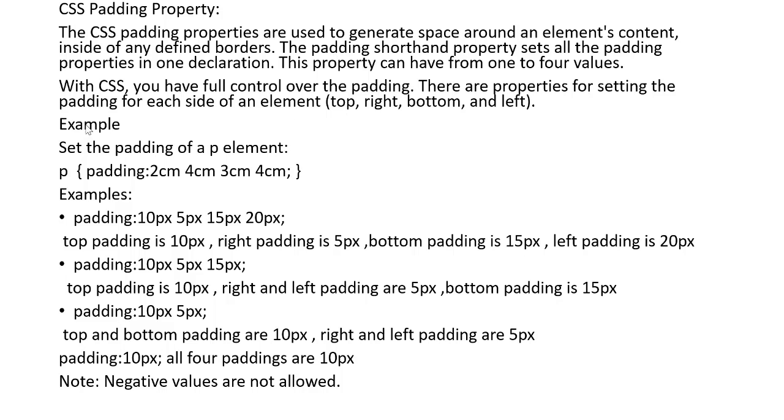Example, set the padding of a P element. Paragraph element, padding 2 cm, 4 cm, 3 cm and 4 cm. Example, padding 10 pixel, 5 pixel, 15 pixel, 20 pixel. In this example, top padding is 10 pixel, right padding is 5 pixel. Top, right, bottom, left. If 4 values are given, then the first one will be top, then right, then bottom, then left.